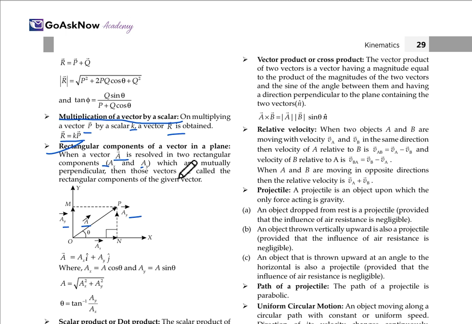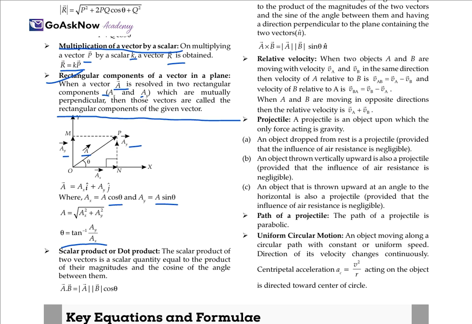A projectile is an object upon which the only force acting is gravity. An object dropped from rest is a projectile, provided the influence of air resistance is negligible. An object thrown outward at an angle to the horizontal is also a projectile, provided that the influence of air is negligible. Now, the path of a projectile is always parabolic. This is important.